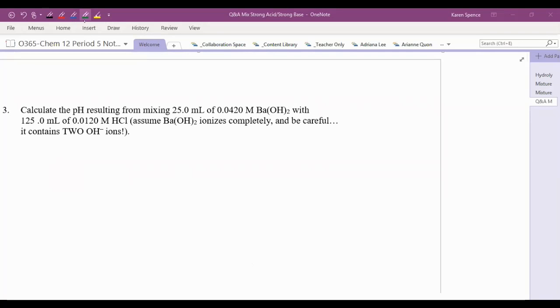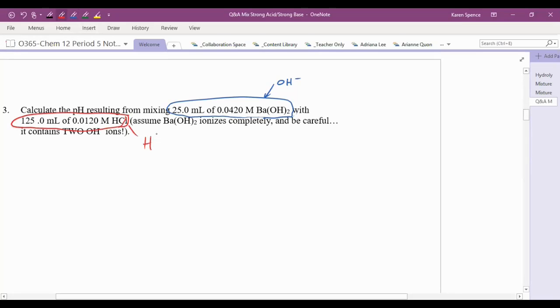So we are mixing 25 milliliters of 0.0420 molar barium hydroxide. So that is our source of OH minus. And we are mixing that with 125 milliliters of 0.120 molar HCl, and that is our source of H+.